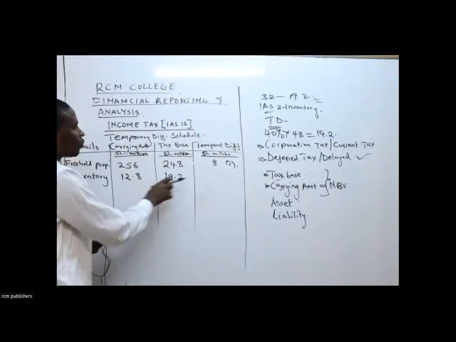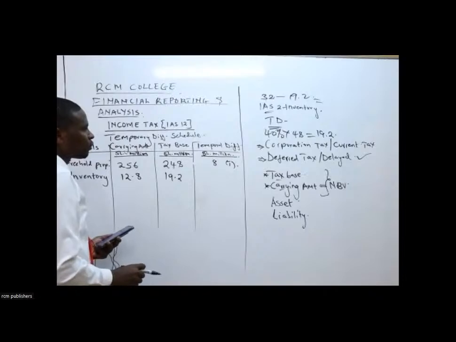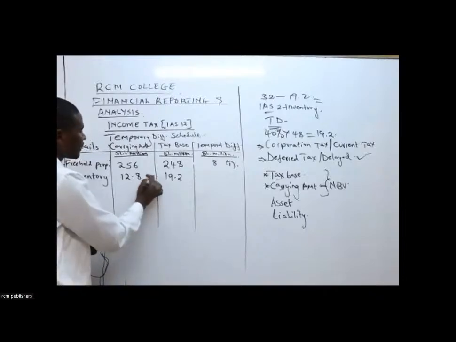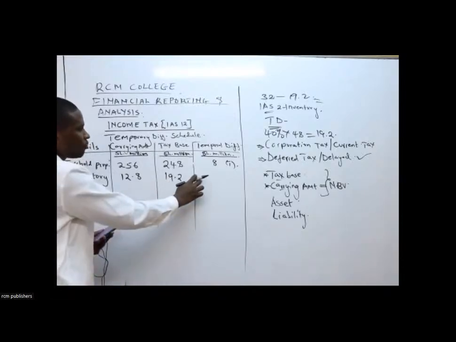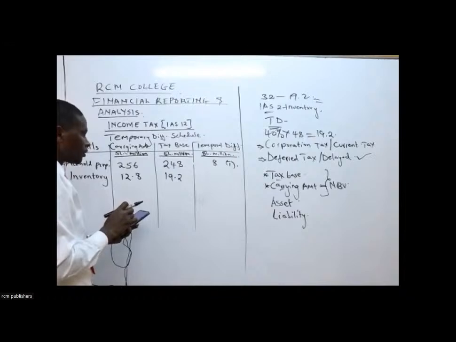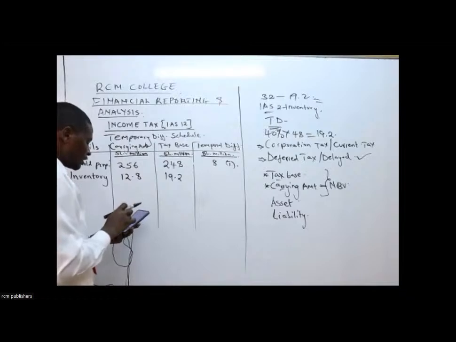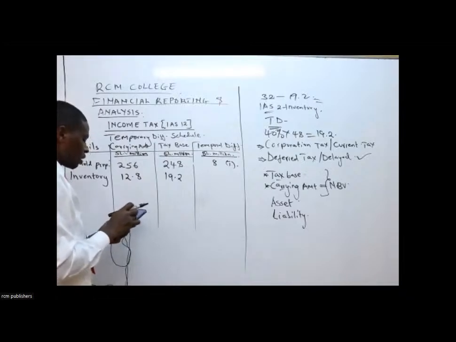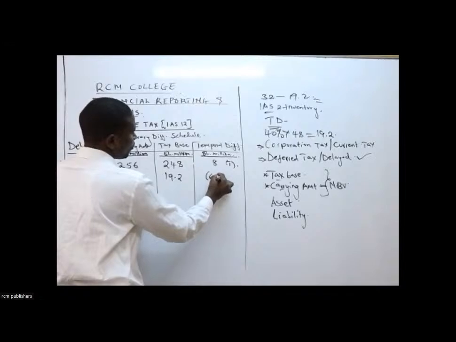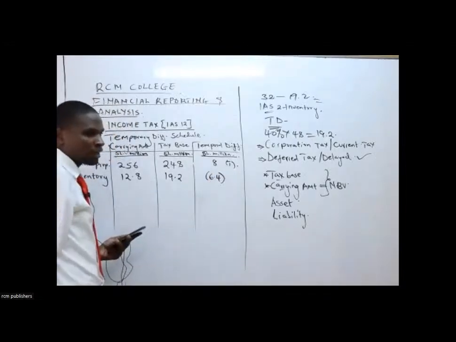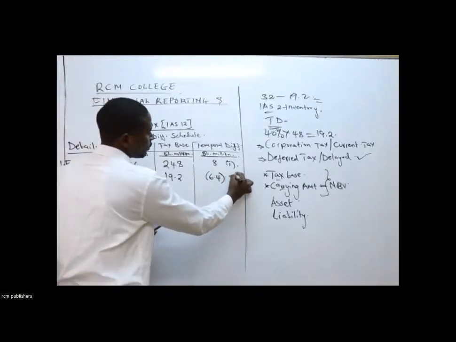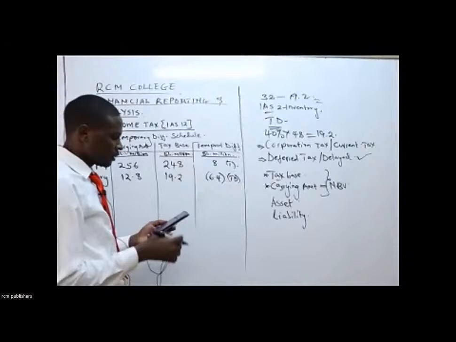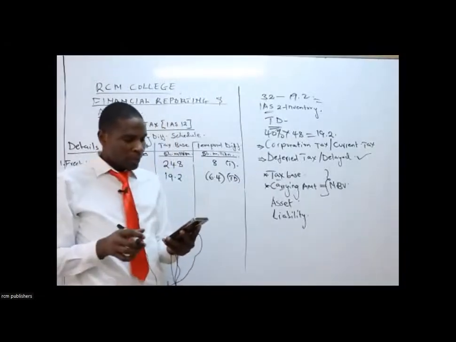Now you ask yourself, what will be the temporal difference? If I look at this asset, the carrying amount is below. How much below? The tax base. Therefore, this will be tax deductible. Tax deductible of 12.8 minus 19.2, which gives 6.4, and that is deductible. So you can put a tax deductible. Then we move to the next part.